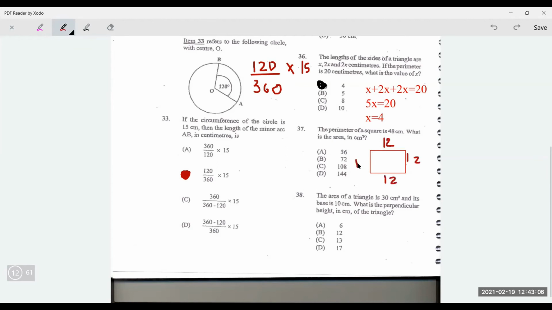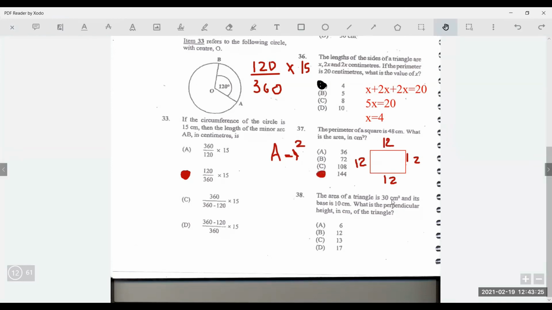And so the area is going to be 12 squared. That's how you're going to get area. Area always is length squared. And the length squared is 12 squared, which is 144. Easy question. Soft. Question 38.